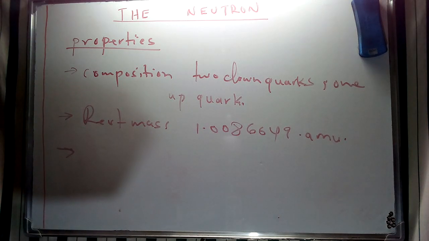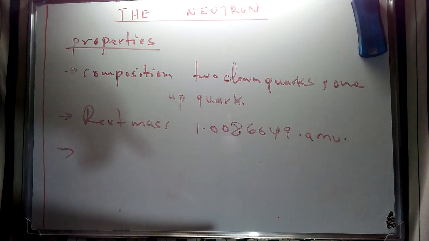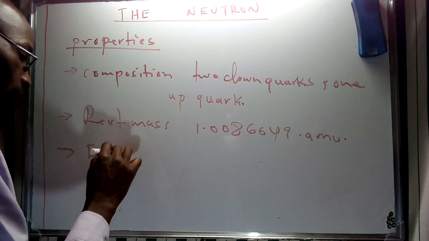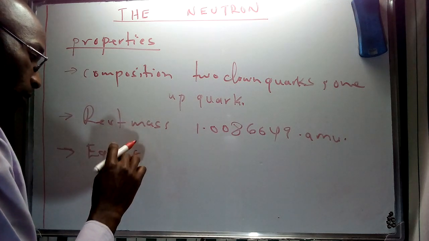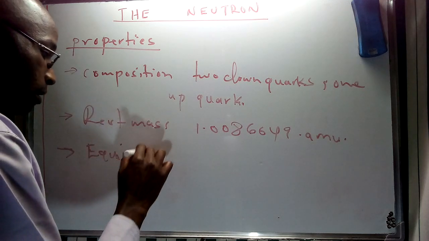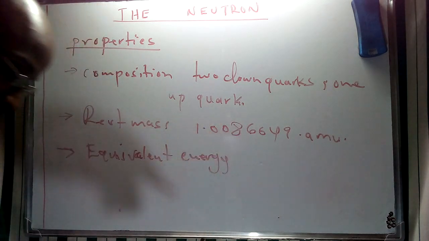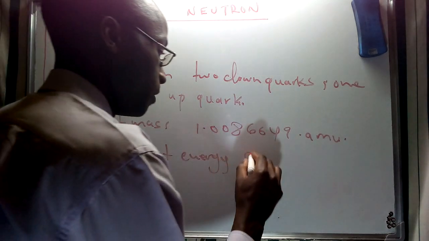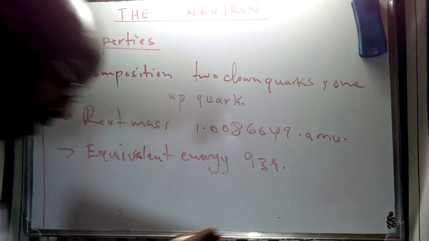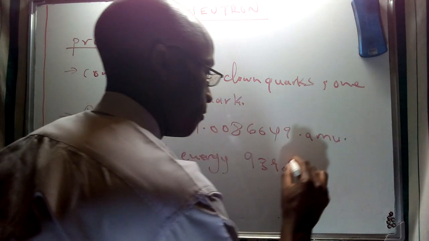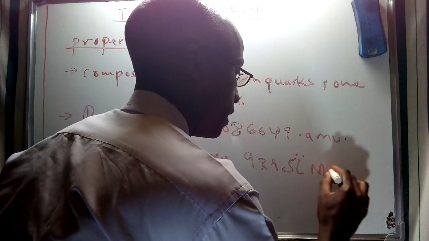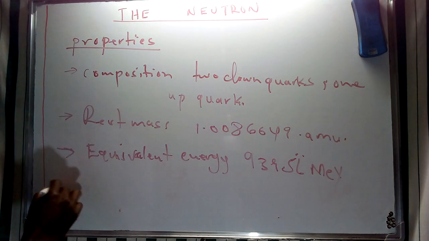And then we're going to see that the equivalent energy, so this is equivalent energy in terms of electron volts. This as well as a specific value of 939.56 electron volts given as such.